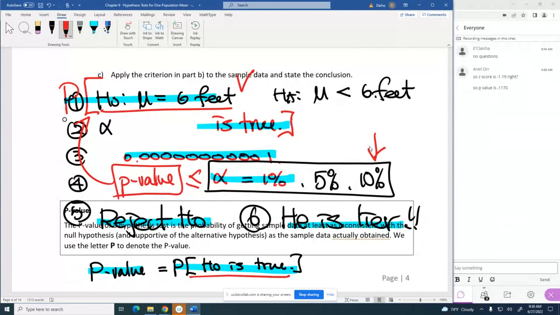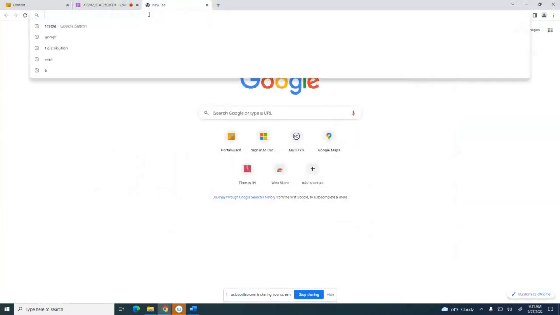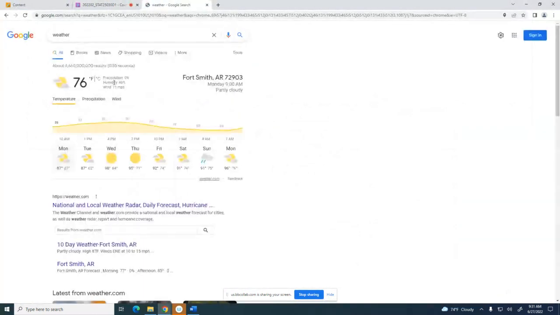And now think about the alpha. At most 10%. Please think about the probability alpha. The significance level is up to 10%. I want to show you how small enough the alpha 10% is. Please look at the outside. Many times I went to weather.com. Yeah, it's weather.com.